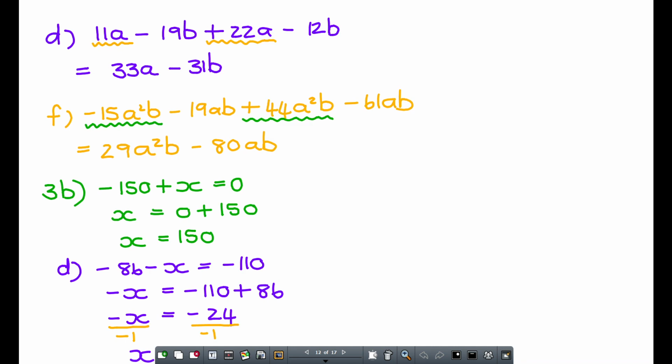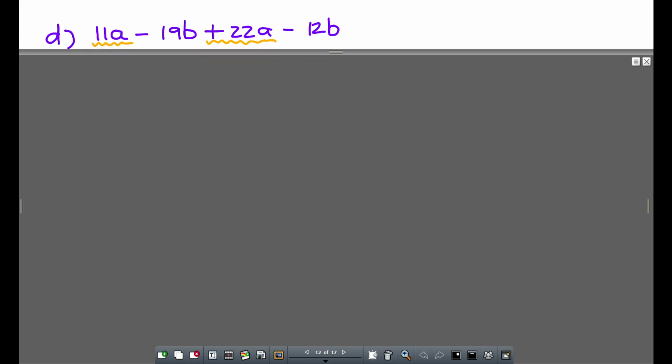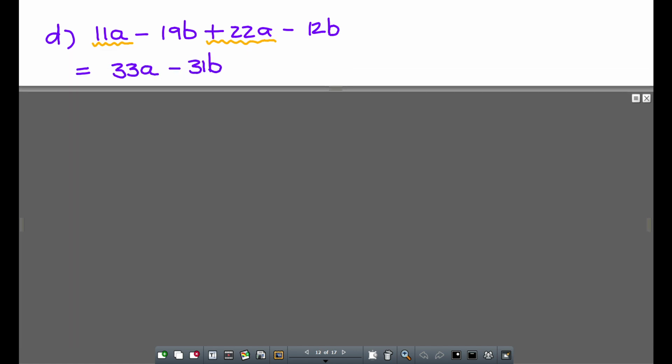Okay, at D. Now at D, I'm quickly going to close it like that. At D, you will see we have A's and B's as unknown. So now you have to only add those that has A as an unknown. And you'll see that I underlined that in yellow. So 11A plus 22A, that gave me 33A. Then the minus 19B and the minus 12B were like terms because they both have B as an unknown. So minus 19 minus 12 gave me minus 31. And remember, your unknown stays B. Unknown does not change. Okay.